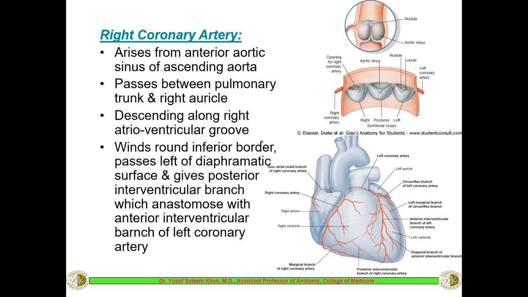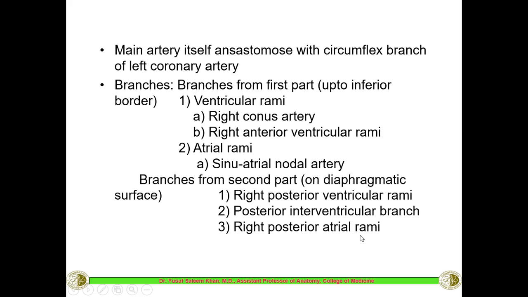First part, which is from the beginning up to the inferior border, will be called the first part, and the remaining will be called the second part. The first part will give the ventricular rami, which include the right conus artery as well as the right anterior ventricular rami, and the atrial rami, which supplies the sinoatrial nodal artery.